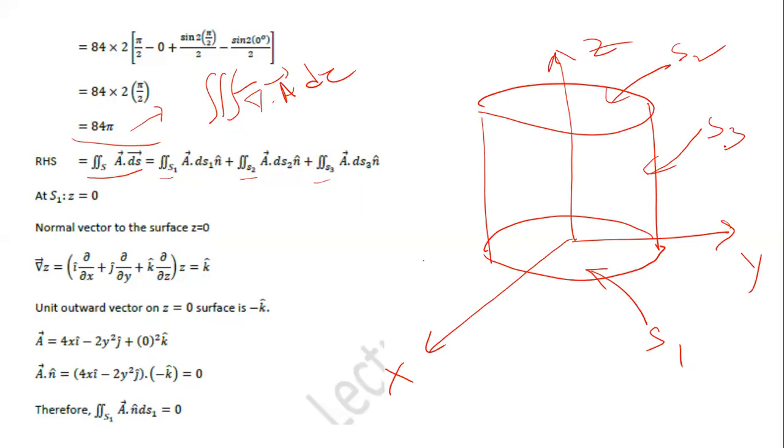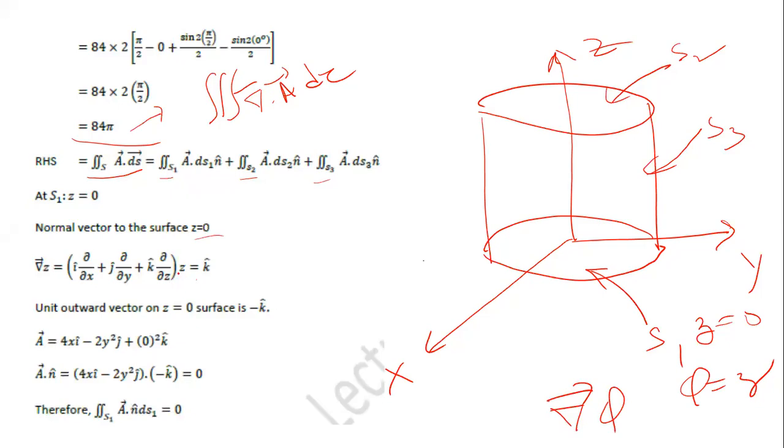So if you look at this S1, at S1, the equation of the surface is z equal to 0, right? Z equal to 0. So your phi is z. So you can find out the normal to the surface using grad phi. Grad phi is the normal to the surface.